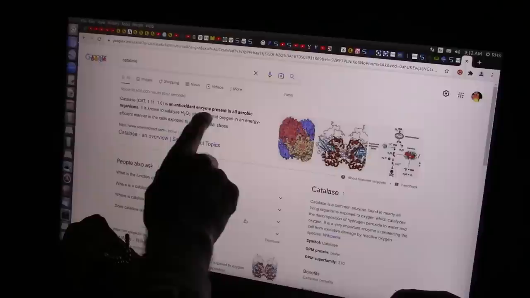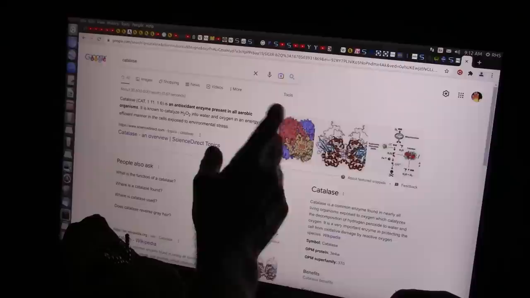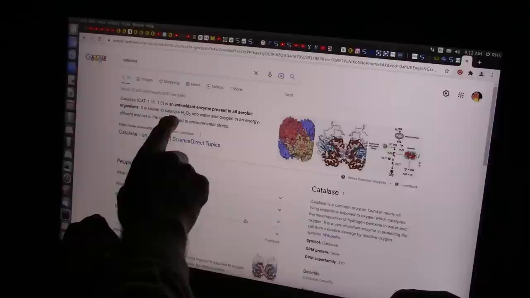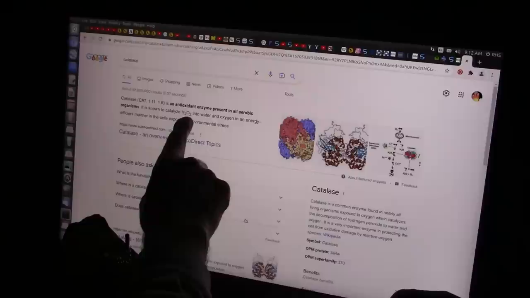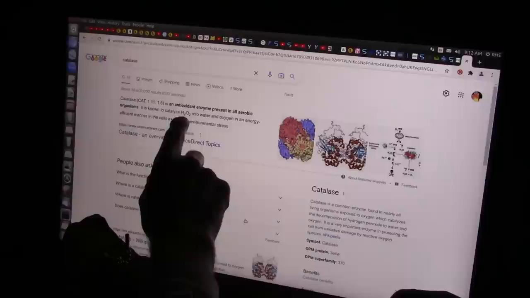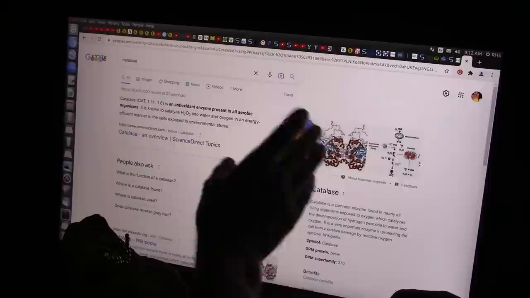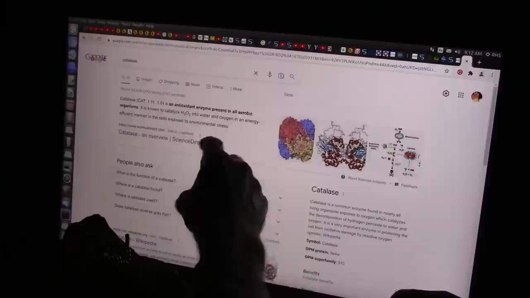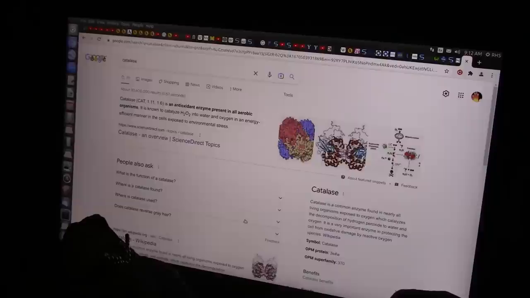And they're present in all aerobic, means air-breathing, organisms. It's known to catalyze, which means break down, H2O2, which is what I'm going to be putting on there. I'm going to be putting H2O2 on this blood. And if the blood has its enzyme, which they do, they're present in everything that has blood in it, it should convert it into water and oxygen, so it'll bubble up right away, very quick, and it does a good job, but it has to be like that.